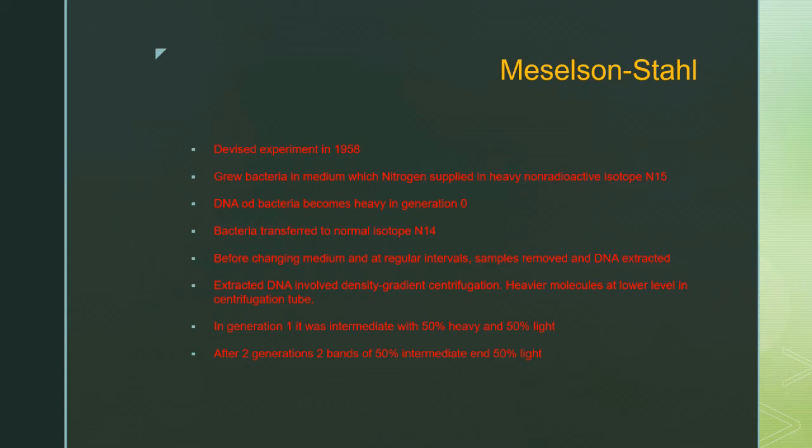Then they extracted the DNA, and this involved density gradient centrifugation, where heavier molecules were located at the lower level in the centrifugation tube. At generation 1, there was an intermediate level with 50% heavy and 50% light DNA, but then after 2 generations, you had 2 bands of 50% intermediate and 50% light.